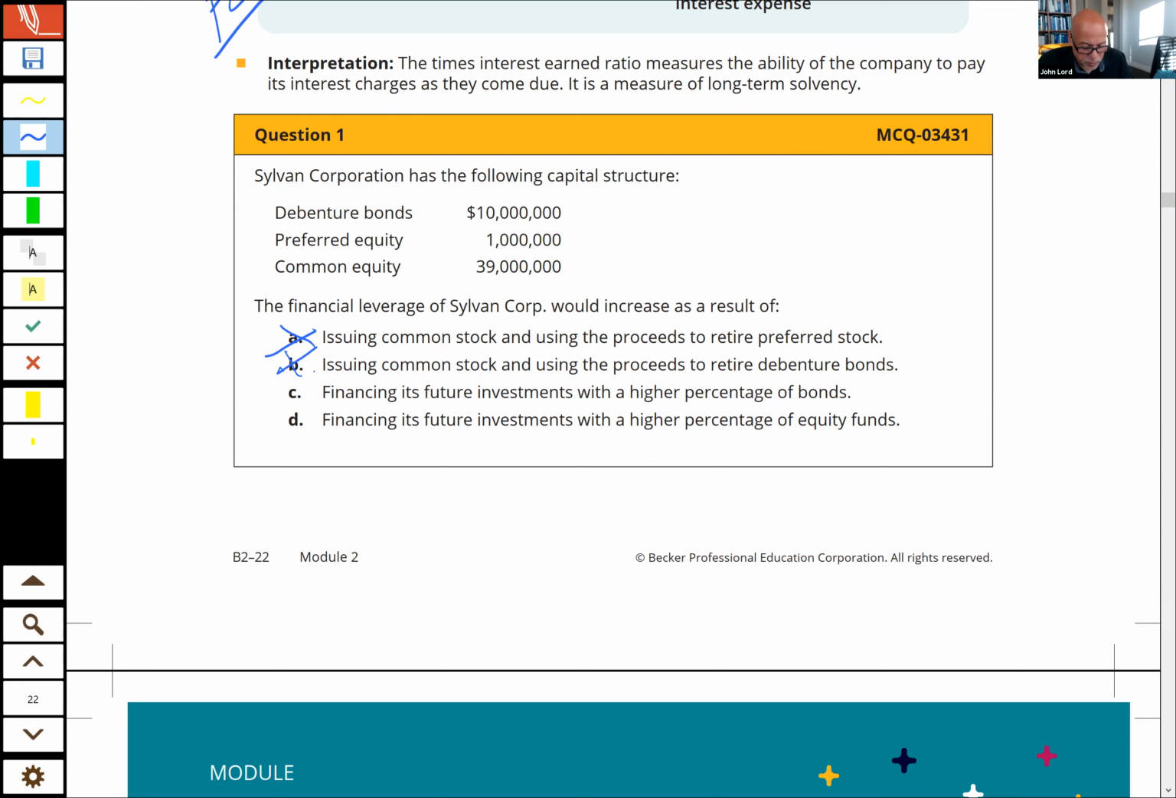Financing its future investments with higher percentage of bonds. Now we're what? Taking on more debt here, aren't we? Financing future investments with a higher percentage of equity. That's going to be the opposite of trying to take a leveraged approach.